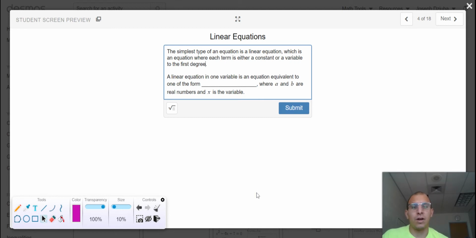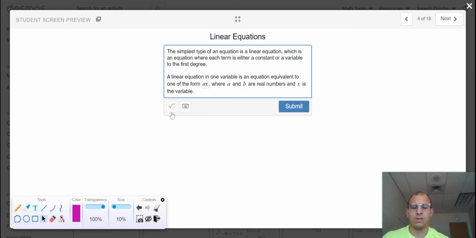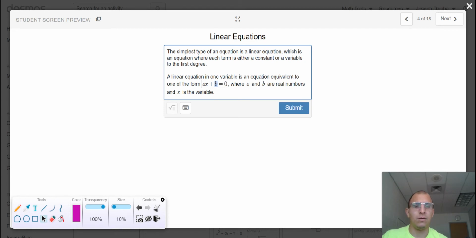A linear equation in one variable is an equation equivalent to one of the form ax plus b equals 0. So here's our constant b because there's no variable attached to it. And we have a variable term here that is to the first power because we don't see one explicitly written. A and b are real numbers.